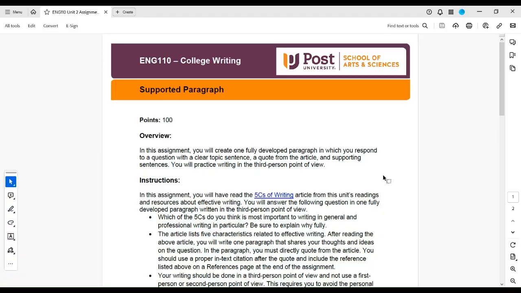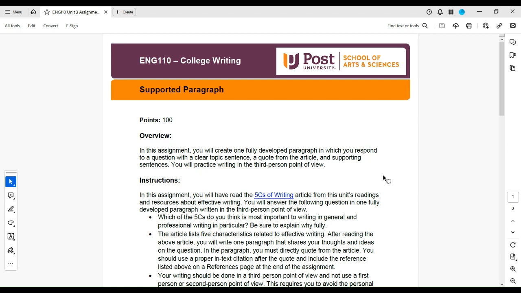But this paragraph will be quite different from the one that you wrote for Unit 1, because rather than focusing on description and reflection, this paragraph will take the form of a response to a question that will require you to take a stance. The question that you'll be asked pertains to one of the articles that you're going to be reading for Unit 2, the 5 C's of writing. And the stance that you're going to take is which of the 5 C's do you think is most important and why? Now, that'll make more sense, of course, after you've read the article.